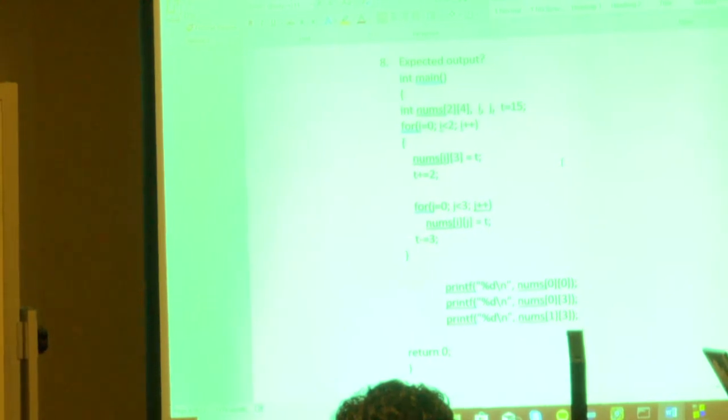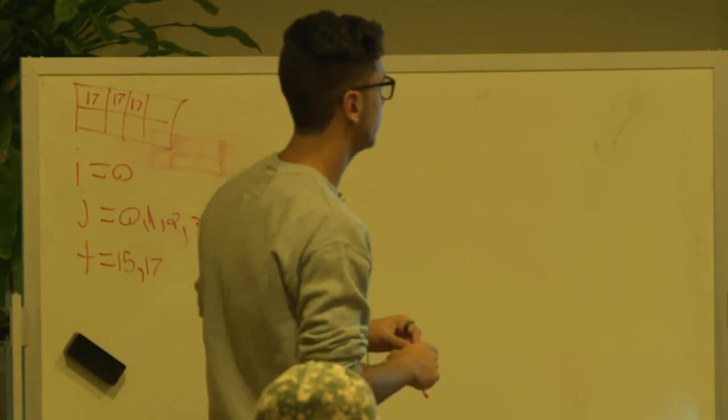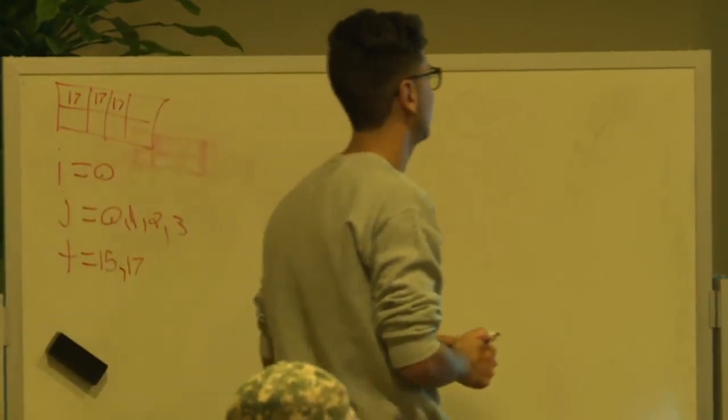Cool. But yeah, so we're going to iterate that nums ij equals T 3 times. Yeah, 3 times. We'll see. So we have 0j, so that's 0, 0 is equal to 15. Then j bumps up to 1, so 0, then 1. So 0, 1 is equal to t, which is 17. 0, 2 is equal to t, which is 17. And then at this point, we have 3. And then 3 is not less than 3, so then we give me 1 second.